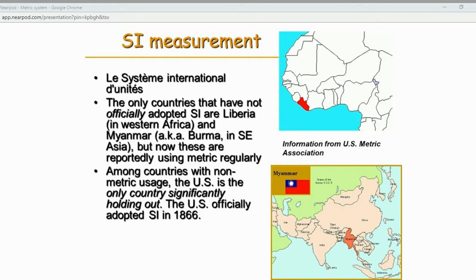So among those countries, the other 2 countries that you mentioned are using the metric system regularly. It's just not official yet. The United States, back in 1866, adopted the SI unit, but it has not gone into practice in this country very well, even though since I was young, they keep talking about converting everything to the metric system. So every other country in the world uses it.